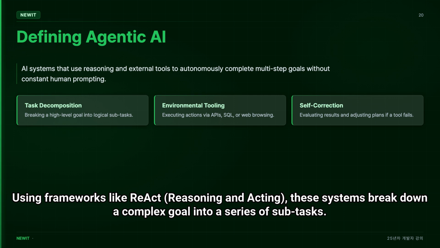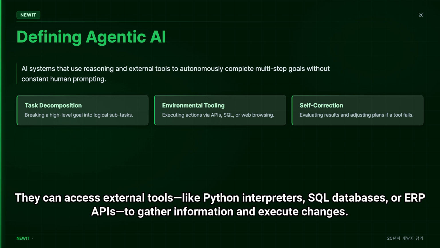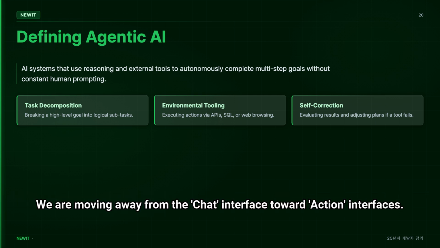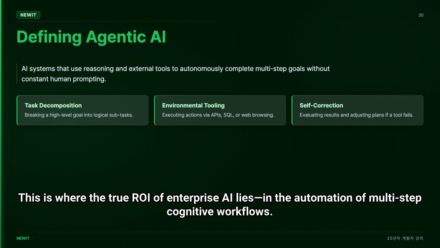Using frameworks like ReAct, reasoning and acting, these systems break down a complex goal into a series of subtasks. They can access external tools like Python interpreters, SQL databases, or ERP APIs to gather information and execute changes. We are moving away from a chat interface toward action interfaces. This is where the true ROI of enterprise AI lies, in the automation of multi-step cognitive workflows.